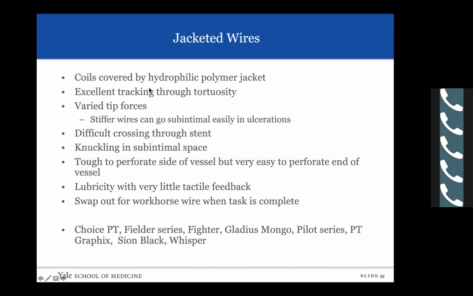Jacketed wires are very similar to workhorse wires, but the coils are covered by a hydrophilic polymer plastic jacket. They have excellent tracking through tortuosity. They have very little resistance and very little feel. So it's very important to swap these out for a regular workhorse wire when you've done your task. There's high risk to perforate the end of the vessel. They do knuckle well and are good for rapidly traversing the subintimal space. Typically, penetrating or perforating the side of a vessel with these wires is extremely unusual. It's usually an end vessel issue. Again, in our lab: Fielder Series, Fighter, Gladius, Pilot, and then the Whisper.